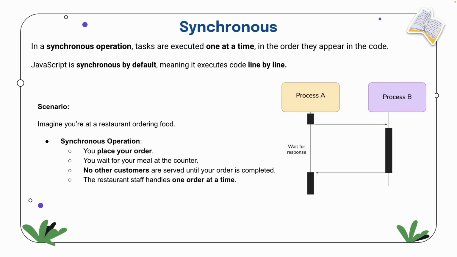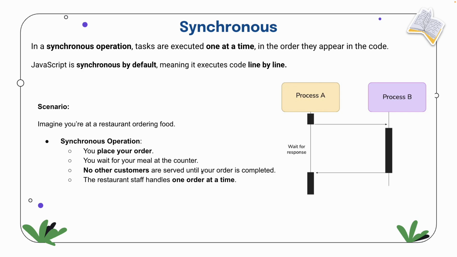Till that, they are not taking other customers. Other customers have to wait in the queue. Okay. Then next, once your food is ready, then what happens? Other customers are allowed to proceed, right? The restaurant staff handle only one order at a time. So at a time, they are handling only one order, right?